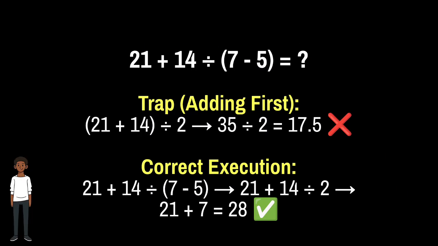Let's solve our final math challenge together. 21 + 14 ÷ (7 − 5). If you add 21 and 14 first, you get 35. And dividing 35 by 2 gives 17.5. A classic addition trap. To solve this correctly, step 1 is parentheses. 7 minus 5 equals 2, giving 21 plus 14 divided by 2. Step 2. Division beats addition. 14 divided by 2 equals 7. Step 3. Add 21 and 7 to get our final answer of 28.